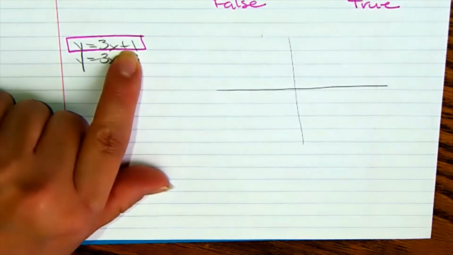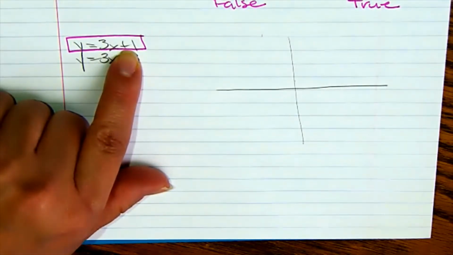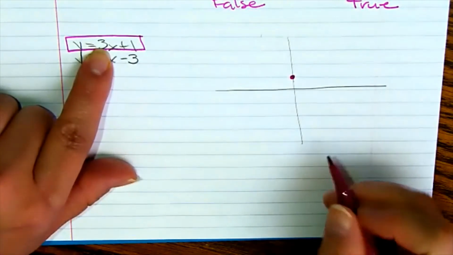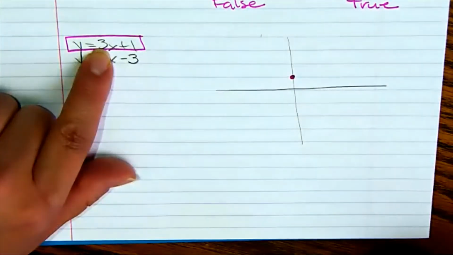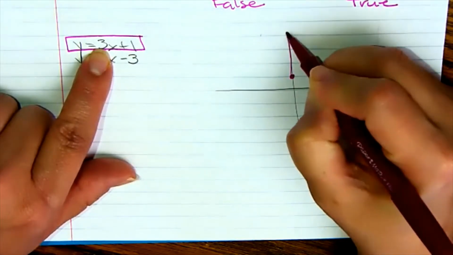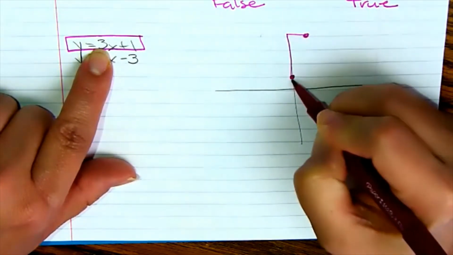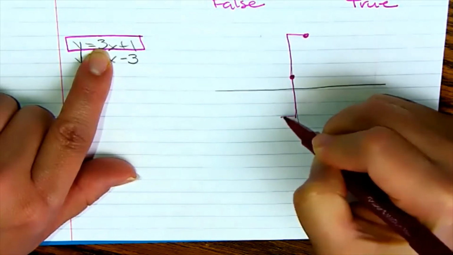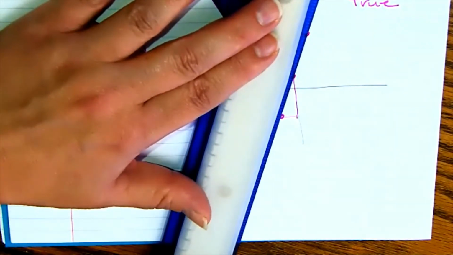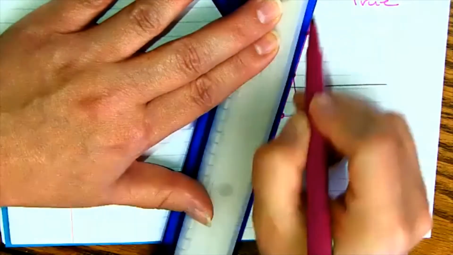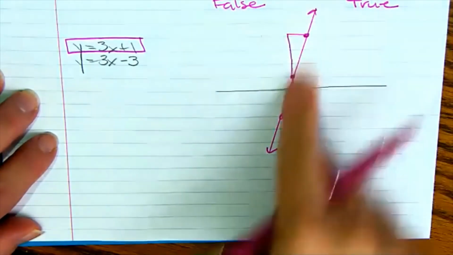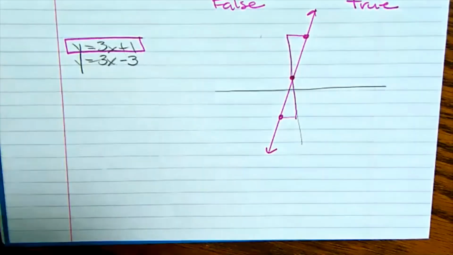My y-intercept is positive 1. My slope is positive. That means it's going up. And I'm going to go up 3 over 1. And I'm going to go in the other direction just for good measure. So this line represents this equation.